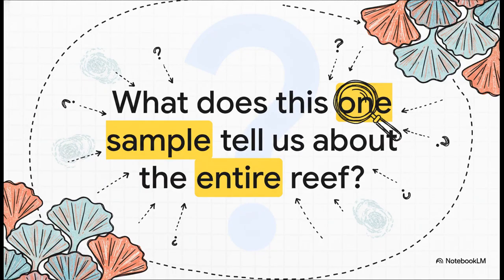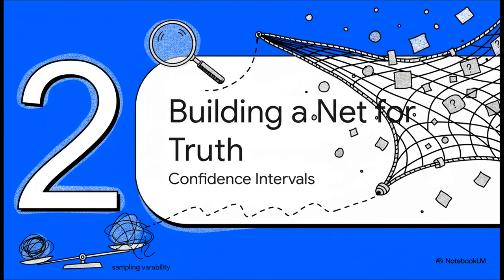And right here, this is the big question, isn't it? Can we really truly say that exactly 51.9% of all the sea fans on that entire reef are sick? Or is this number just, well, a clue, a hint at a much larger truth? Well, the answer is we can't just take that 51.9% as the absolute truth. And that's because of a little thing called sampling variability. We need a better tool. We need to build, of all things, a net.